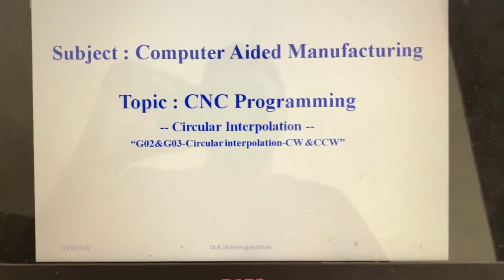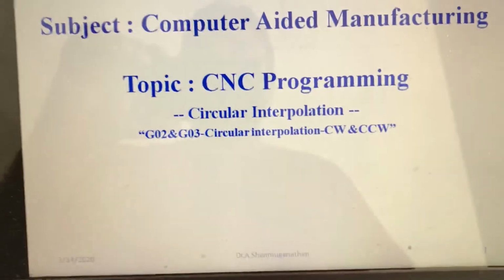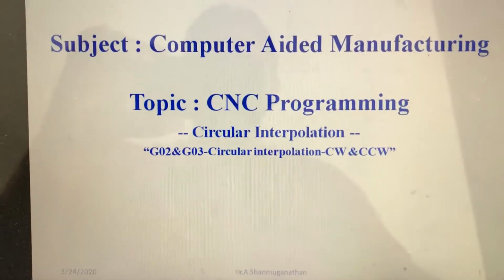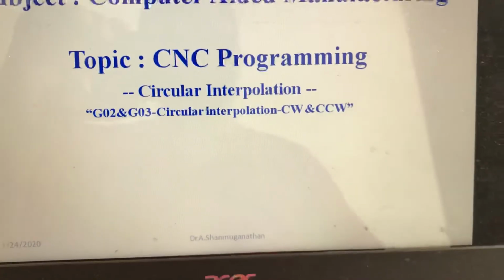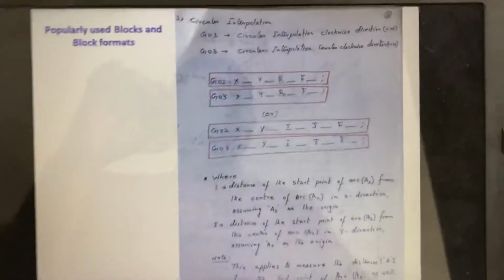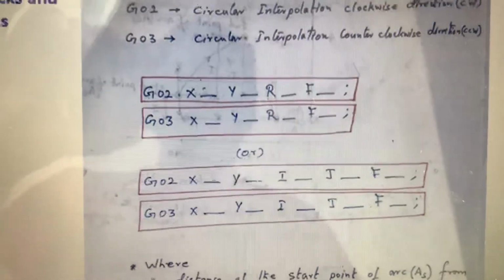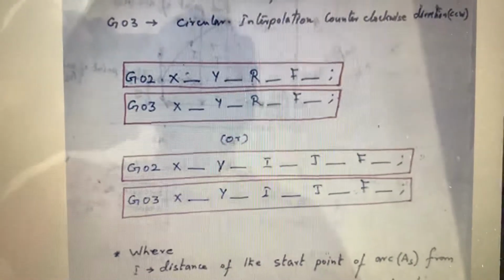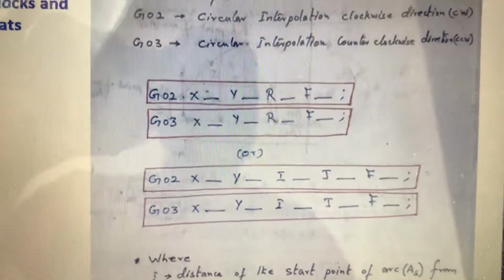Welcome, and today we are going to do some programs using G02 and G03, that is radial cut in both directions, in clockwise and anti-clockwise directions. And we are going to use the block format, which is using radius value R value: G02 XY RF and G03 XY RF.